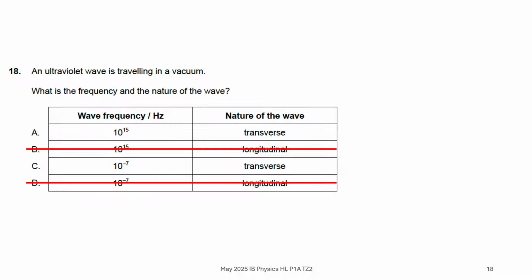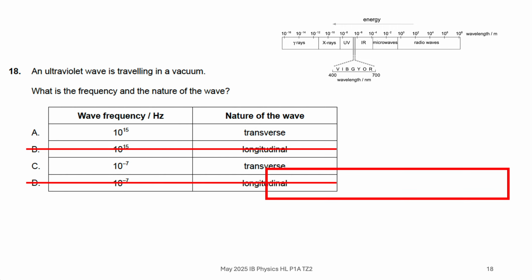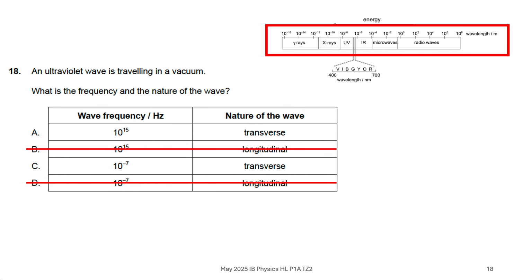To do this, we're going to have a look at our data booklet. We're remembering that we've got this, and this is very helpful to us because it tells us approximate values for the wavelength. We're looking at UV, and we're going to try and determine the frequency. It's really important that we have a look at these values here. We're going to use the equation v equals f lambda, and then rearrange to get f. f is going to be v divided by lambda.